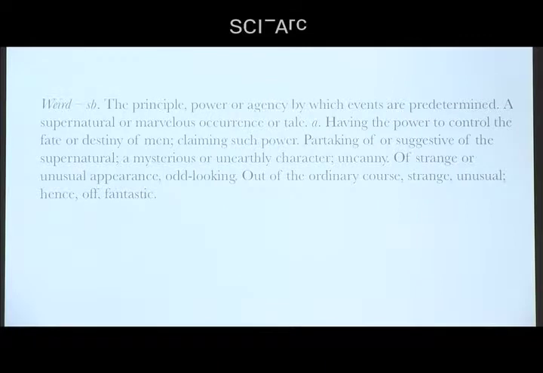Then we jump to the word weird. Some of you have been talking about this. Weird, in its substantive form, is actually the principal power or agency by which events are predetermined, a supernatural or marvelous occurrence or tale. The adjective, having the power to control the fate or destiny of men, claiming such power, partaking of or suggestive of the supernatural, a mysterious or unearthly character, uncanny, of strange or unusual appearance, odd-looking, out of ordinary course, strange, unusual, hence odd or fantastic.